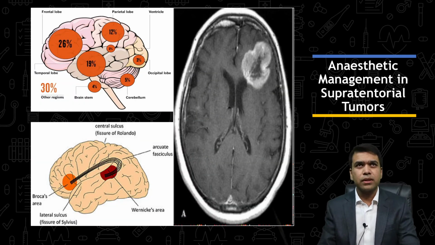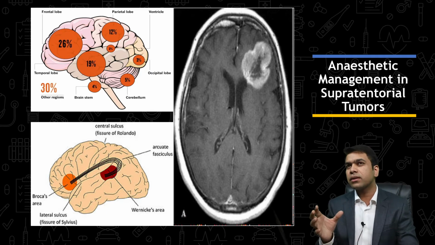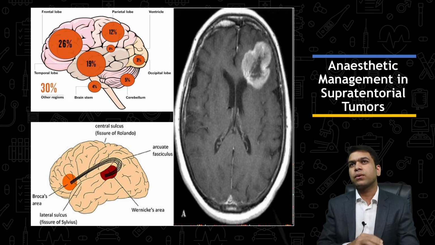The next situation you are seeing in the image: 26% of the tumors are located in the frontal area, and in the left frontal area you have Broca's area, which is where your speech is articulated. With these kinds of tumors, you are concerned about preserving the speech. So here the anesthetic concerns and management would be totally different.